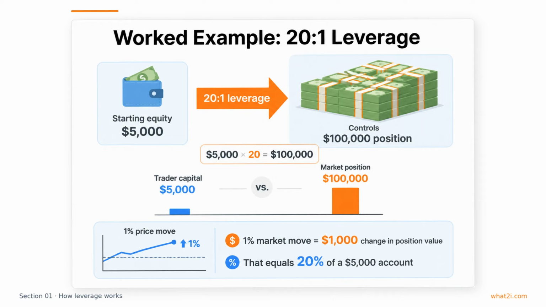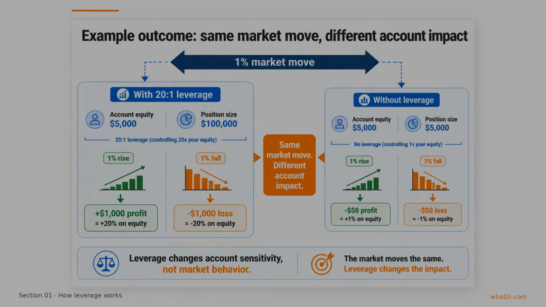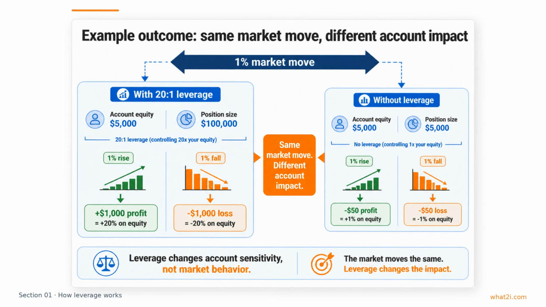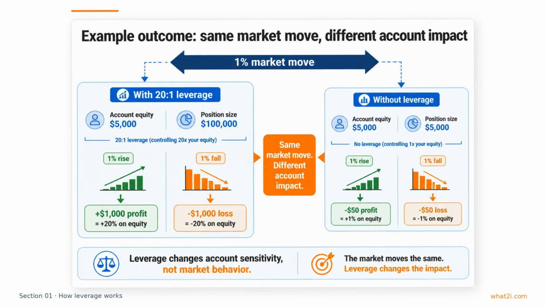So even though 1% sounds small in market terms, it becomes very meaningful when leverage is layered on top. Using that same example, if the $100,000 position rises by 1%, the gain is $1,000, which is a 20% return on the trader's $5,000 of equity. If it falls by 1%, the loss is also $1,000, or a 20% loss on equity. Compare that with no leverage at all, where a 1% move on $5,000 would be only $50.